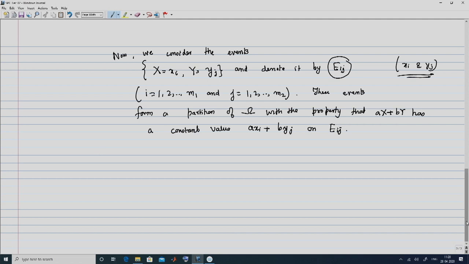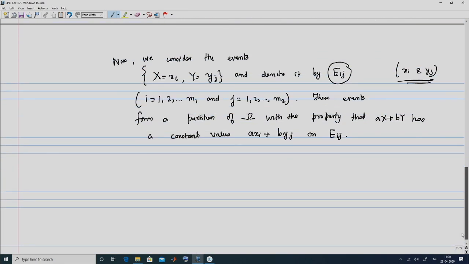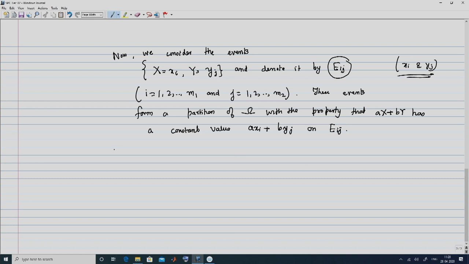So, accordingly, what we need to prove is this result: E of Ax plus By equals A E of x plus B E of y. So, accordingly, E of Ax plus By, we start with the left-hand side. By definition, the random variable here is Axi plus Byj.